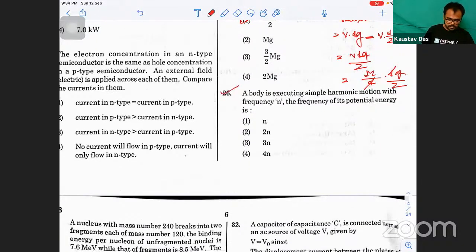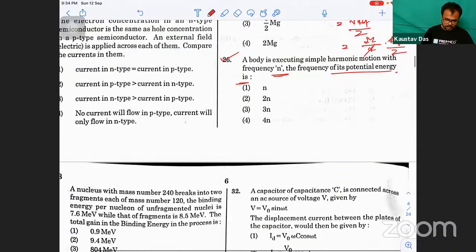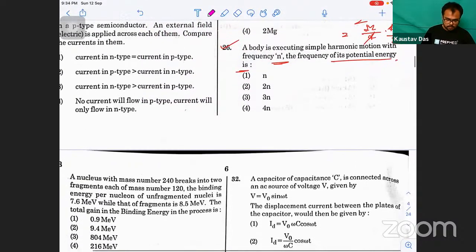Come to question number 26. A body is executing simple harmonic motion with a frequency of n. The frequency of its potential energy is going to be how much? You have done these calculations. You know the expression of potential energy is expressed as half m omega square a square, half kx square, and the total energy is expressed as half m omega square a square. So here, if the frequency of the simple harmonic motion is n, the potential energy's frequency is going to be 2n. So here we go with option number 2. So the answer is going to be 2n.